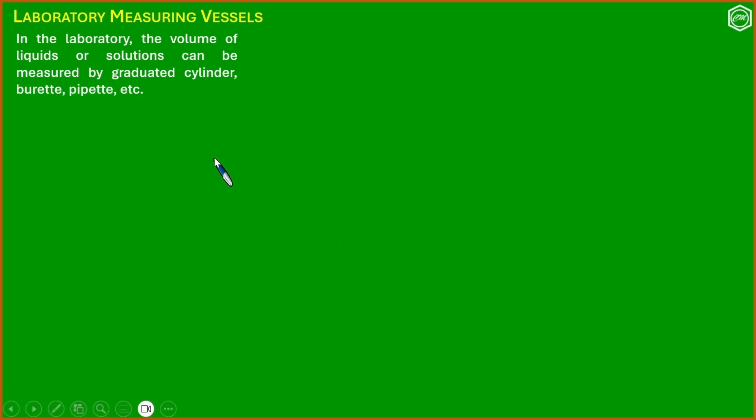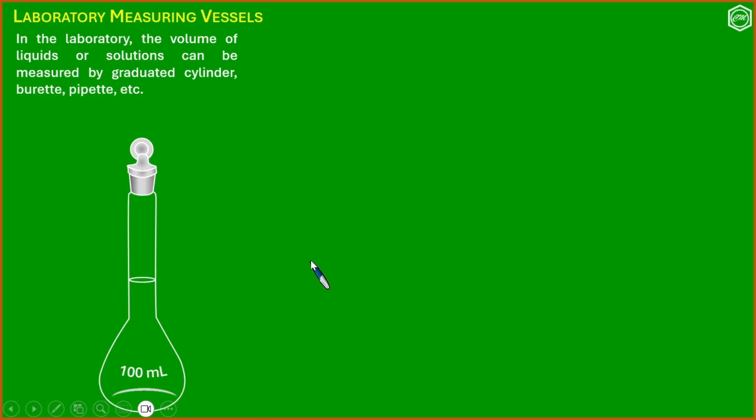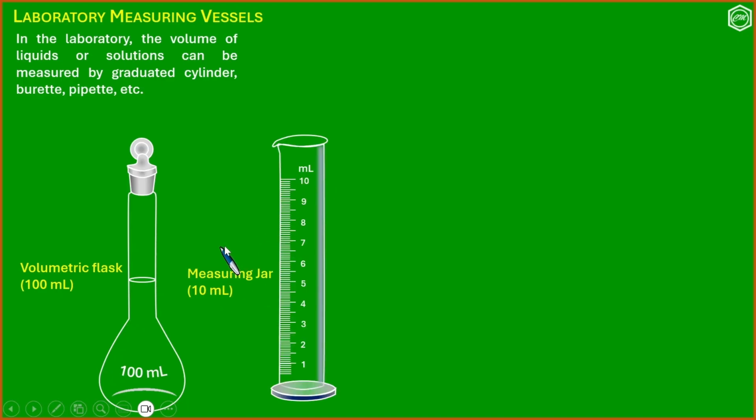In the laboratory, the volume of liquids or solutions can be measured by graduated cylinder, burette, pipette, etc. And this is a volumetric flask. Its volume is 100 ml. So up to this mark, it will be 100 ml. And this is a measuring jar. And the maximum volume that we can measure is 10 ml. Measuring jars with different volumes are available. Here the minimum volume that we can measure is 0.1 ml.